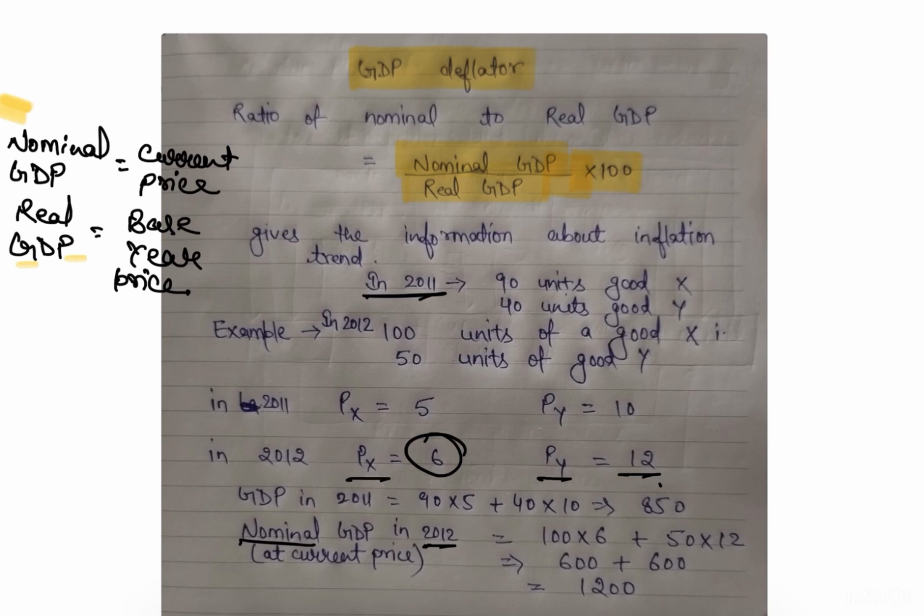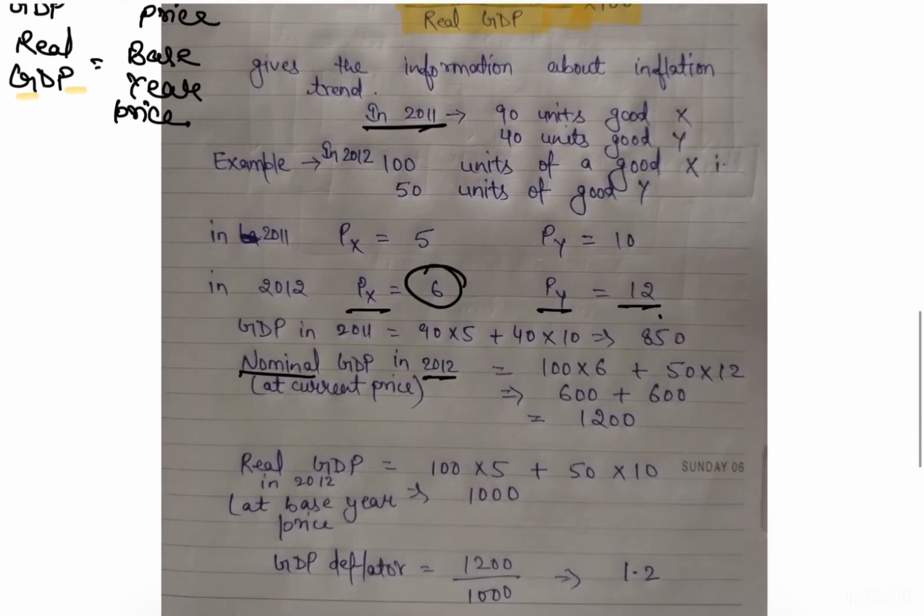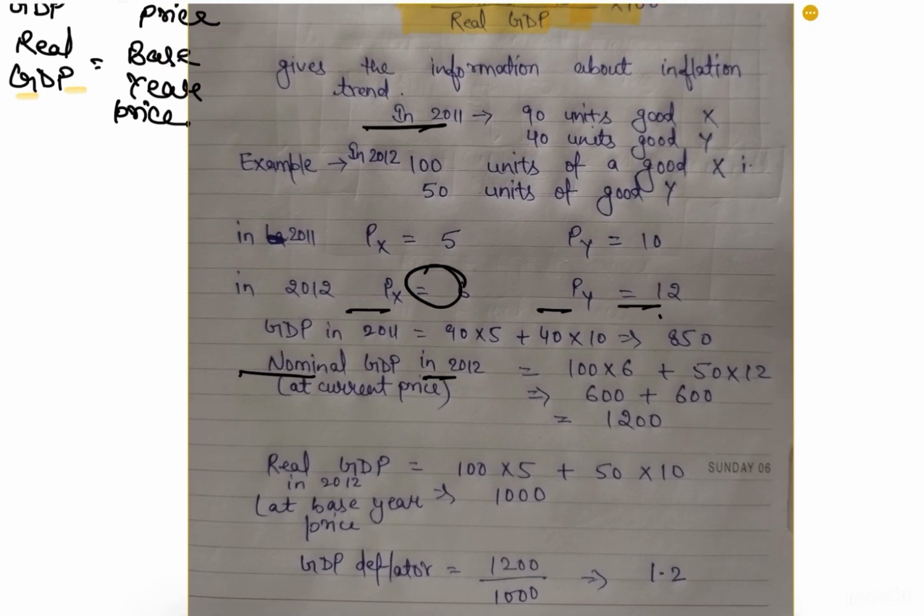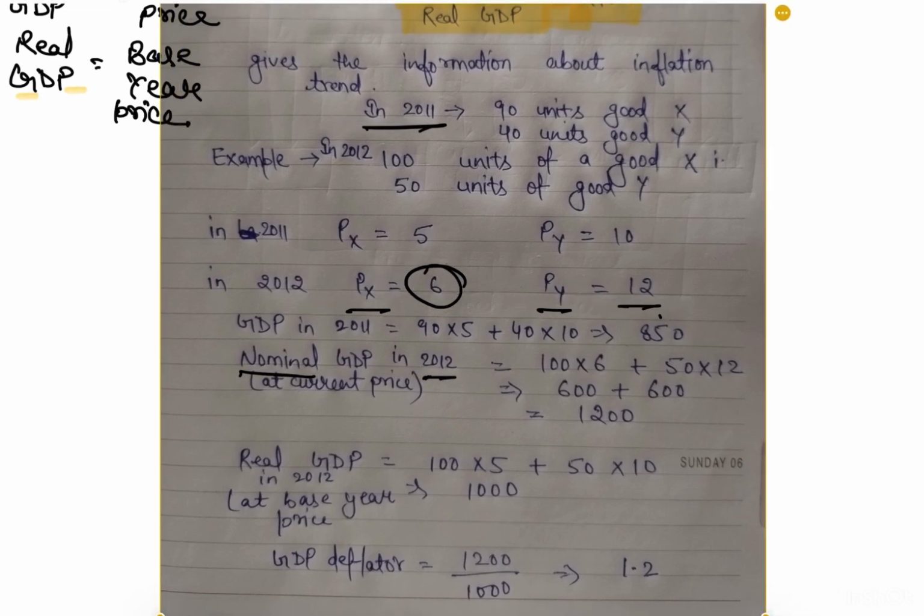And the real GDP is calculated at the base year. So we are taking 2011 as the base year, that is price of good X is 5 and price of good Y is 10, and so real GDP in 2012 will be 100 into 5 plus 50 into 10, and it will be 1000.